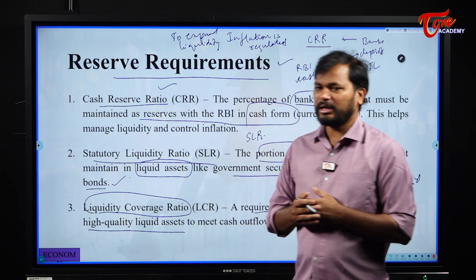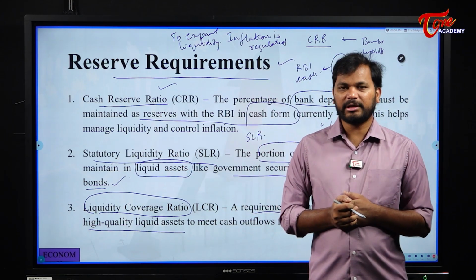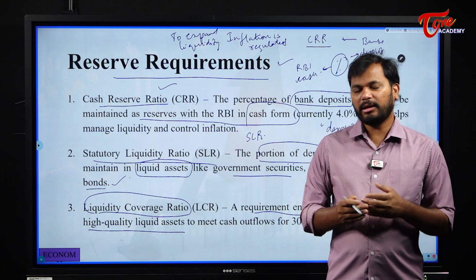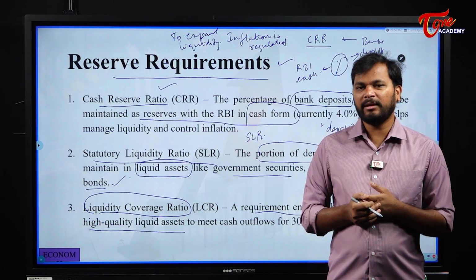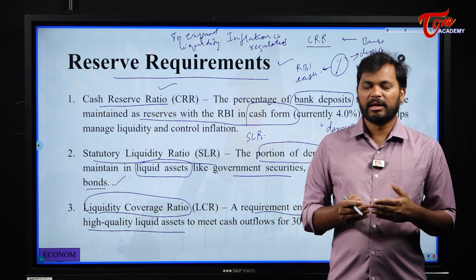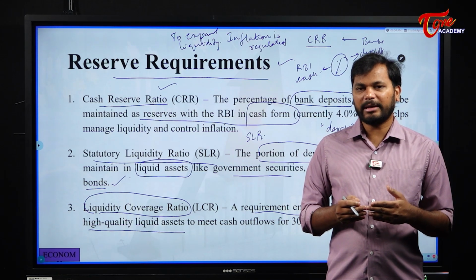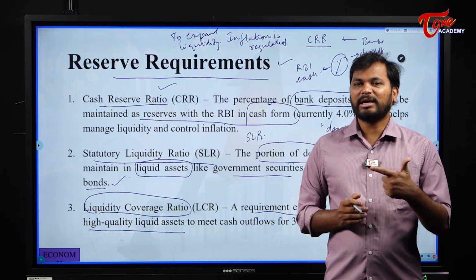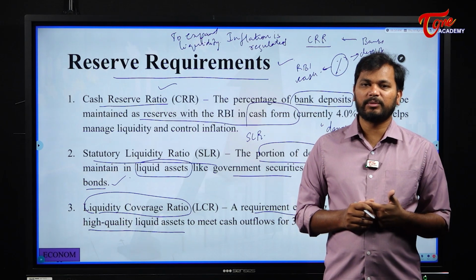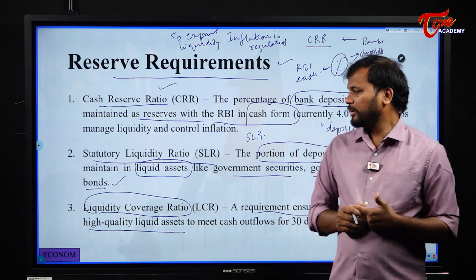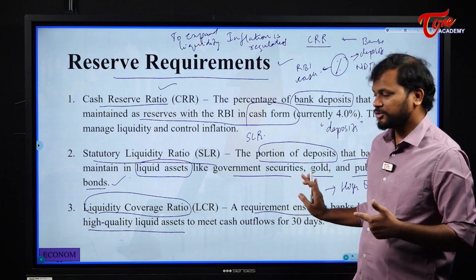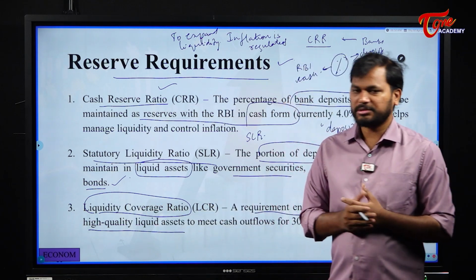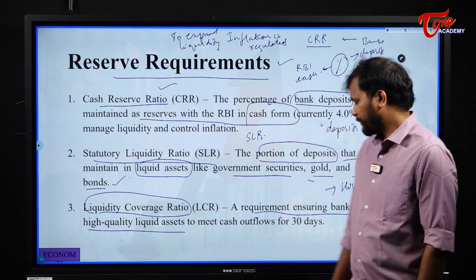Next, statutory liquidity ratio. The question can be asked in a way that, is it mandatory for the banks to maintain SLR? Point number one. And point number two is, what are the ways through which the statutory liquidity ratio can be maintained? Okay, what are the instruments? Next, the liquidity coverage ratio. Clear? Okay, next.